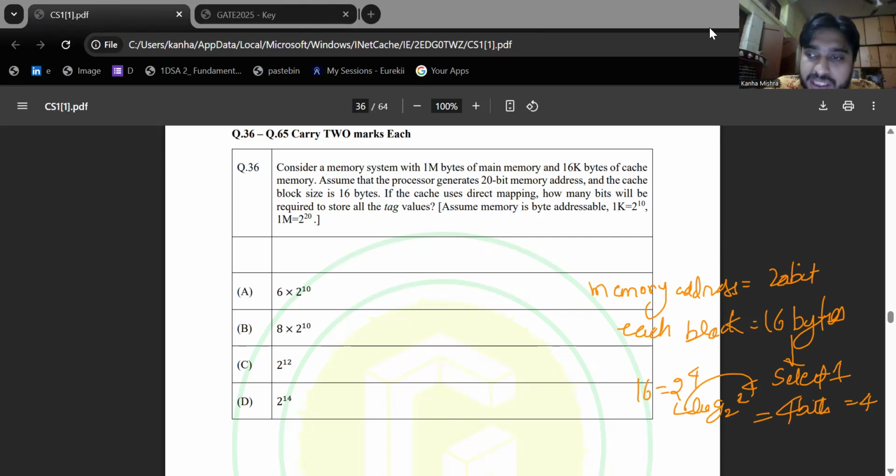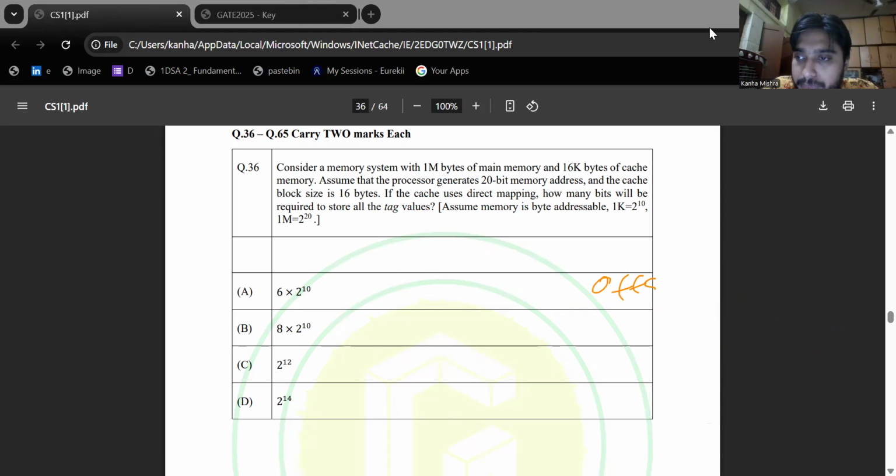तो हमें offset की bits पता चल गई कि number of offset bits that are 4 basically. अब क्या करना है? Once we figure out that, let's figure out the index. First, we figure out the block offset. Let's now figure out the index. Then we will figure out the tag.